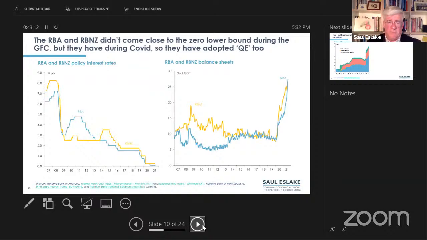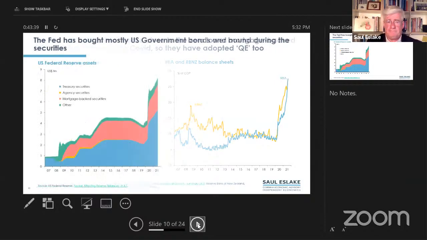Although New Zealand flirted with the idea of negative interest rates, they never went there, and the Reserve Bank of Australia ruled it out from the very beginning. Both of them, as you can see from the right-hand chart, have embraced the concept of quantitative easing with a fair degree of enthusiasm, increasing their balance sheets from less than 10% of GDP before the pandemic began to something in excess of 25% of GDP as of the past couple of weeks.